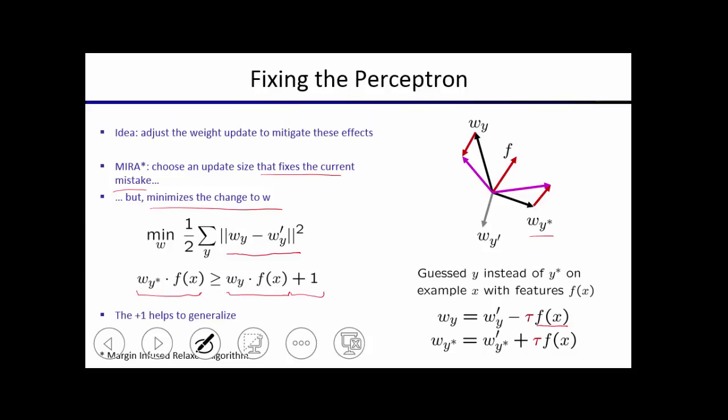This +1 helps you generalize, so that you're not just barely fitting the data, but also have a bit of a margin. Also, if you didn't have this +1, then you could just set all the weights to 0 and the constraint would be satisfied. So the goal is to solve this optimization problem for every single update that you do with the MIRA algorithm. You want to find the value of tau that minimizes the change and also satisfies this constraint.